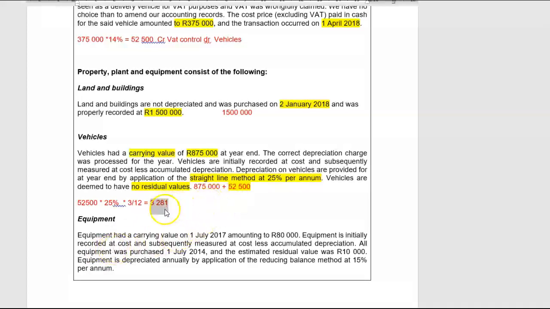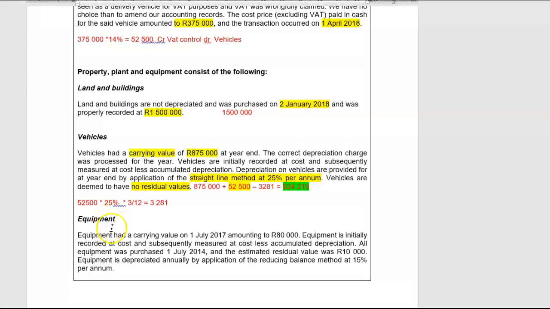If we have understated our depreciation charge, what will that mean? It means we're going to debit depreciation now with 3,281 and credit accumulated depreciation with 3,281. And that will then mean that we have to write off that 3,281 in order to arrive at the correct carrying value of my vehicles at the end of the year. And that gives us then a total of 924,219. So that is our actual carrying value of our vehicles at the end of the period.